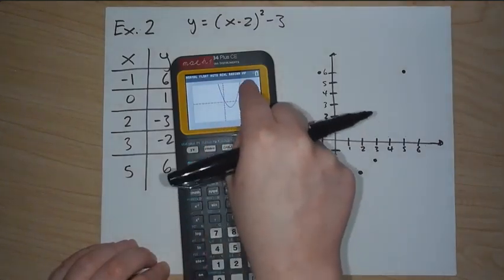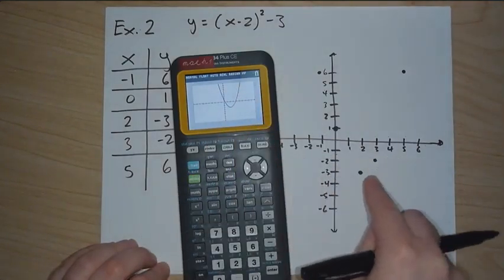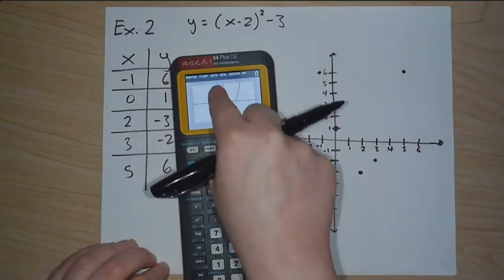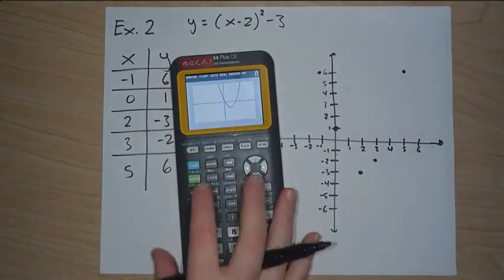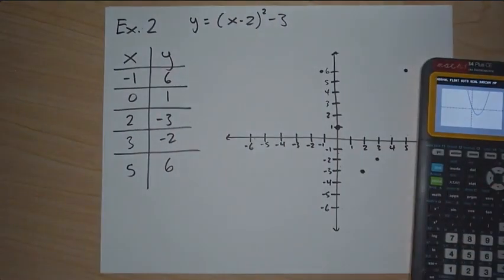And we see that it is indeed a parabola, and if we compare our points, those points will be on this function. So we have successfully done problem number 2.